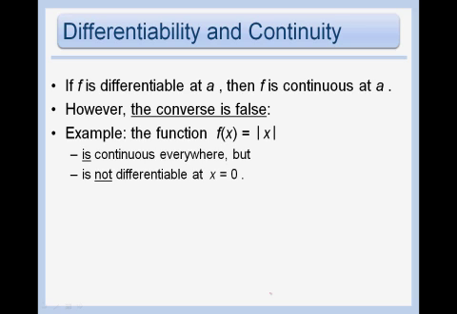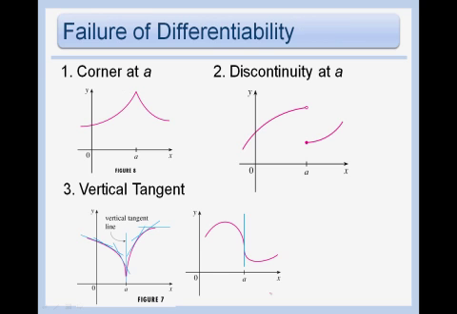A prime example of that is just the absolute value function. We know the absolute value function is continuous everywhere. We can draw that function without picking up our pencil. However, it's not differentiable at x equals 0. We cannot find the slope at that point. And now let's take a look at a picture to make this clearer.